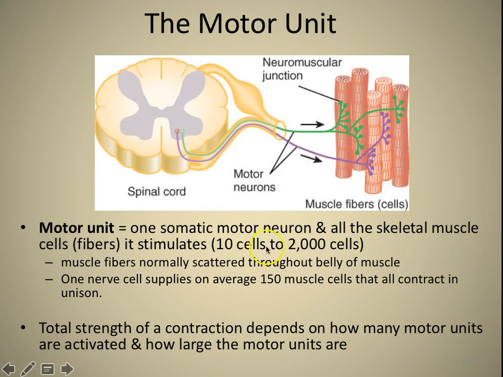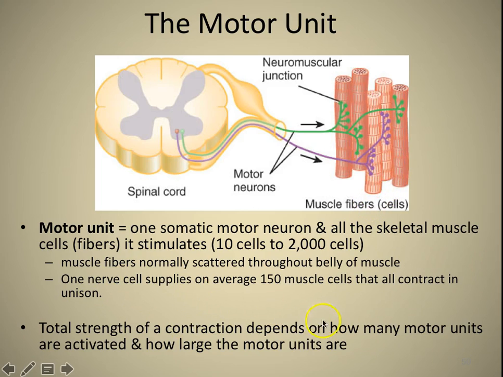Now in your body, you can have very tiny motor units that have 1 neuron and 10 cells, or you can have a very large one, a motor neuron and 2,000 cells. Okay? As you can see here, the muscle fibers that one of those neurons will innervate are scattered throughout the belly of the muscle, the meaty part of the muscle. So you can see here, it's a green one, and then a green one over here. Okay? They tend not to just clump in one area.